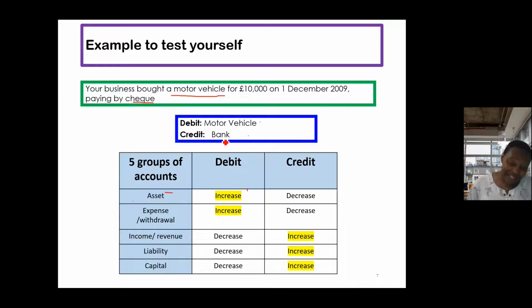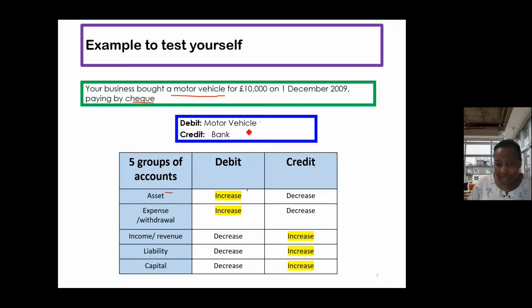Bank is also an asset. It's a current asset, while the motor vehicle is a non-current asset. We said when there is an increase in an asset, we debit. But if there is a decrease in that asset, it should be credited. In this case, because we drew 10,000 by check to pay for the motor vehicle, the amount we have in our bank account has now reduced. So there is a decrease, and in that case, there should be a credit to the bank account.